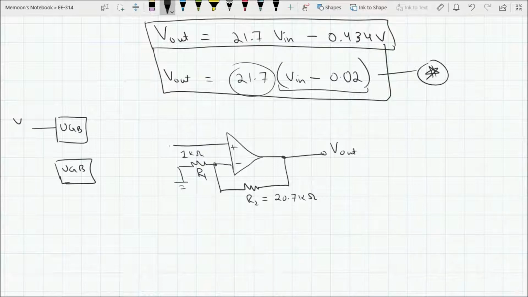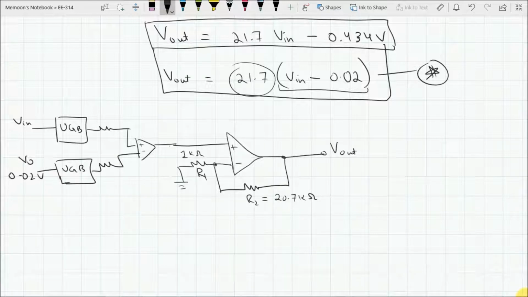So now this is our V in, and this is our 0.02 volt offset, V naught or 0.02 volts. And then this is the input of a difference amplifier here. So this is positive, negative, and a feedback here, and a ground here. So let's put all these as R's. It doesn't matter what value these resistors have, so it will just give a gain of 1.